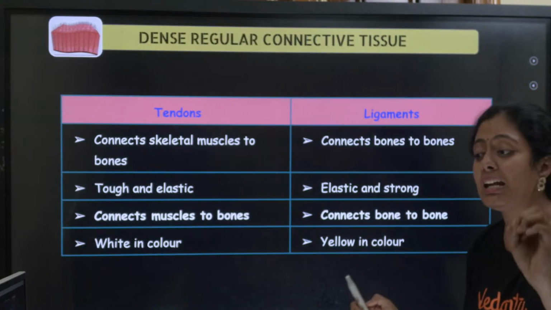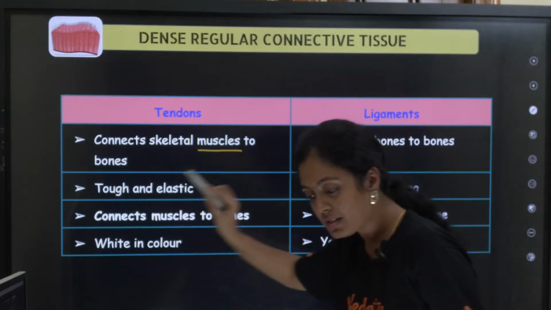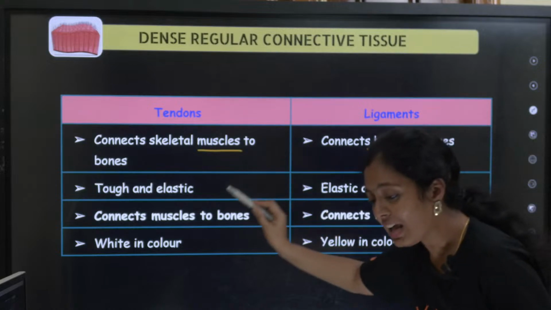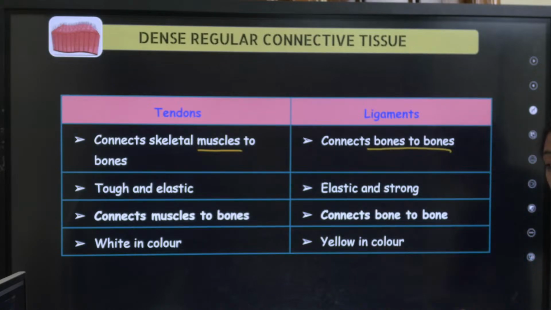Then you have tendons and ligaments. The difference is given. Tendons connect muscles to bones, whereas ligaments connect bones to bone. It is tough and elastic. Okay, it is elastic and strong. And they are white in color, they are yellow in color. Okay, we will continue now.